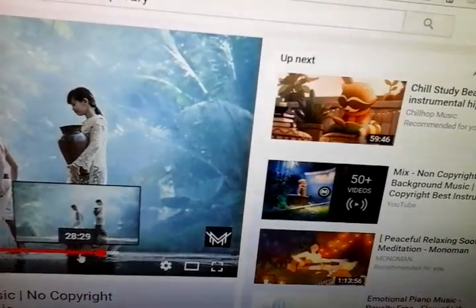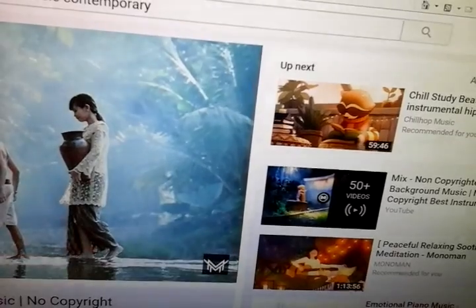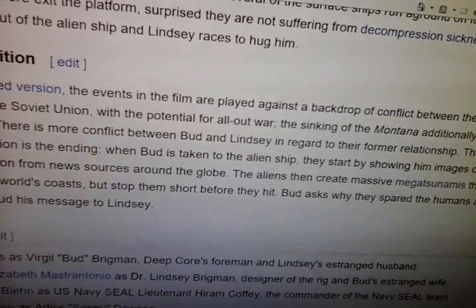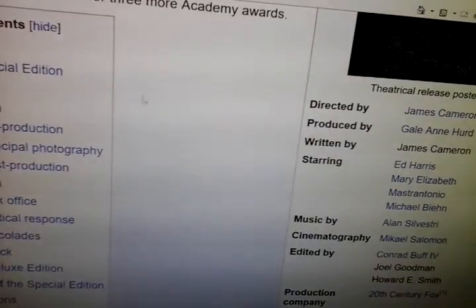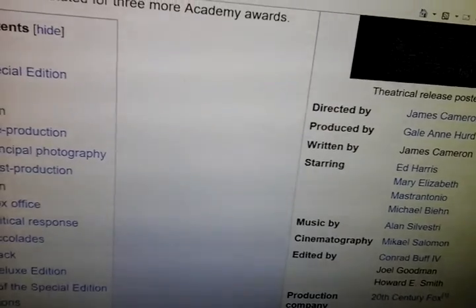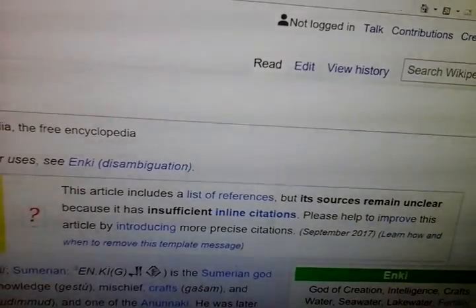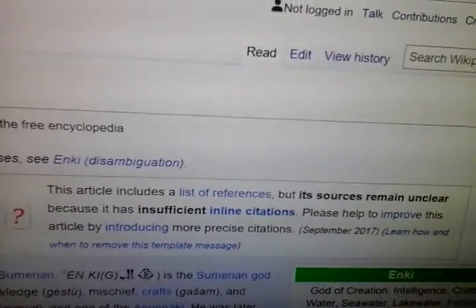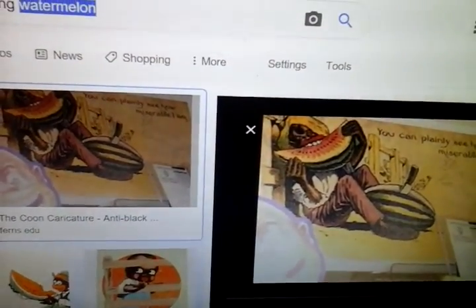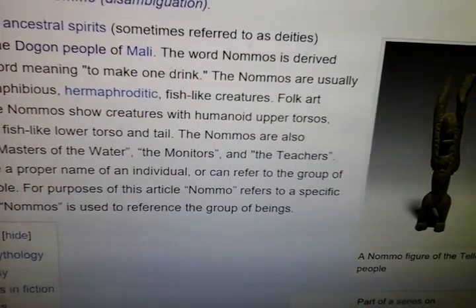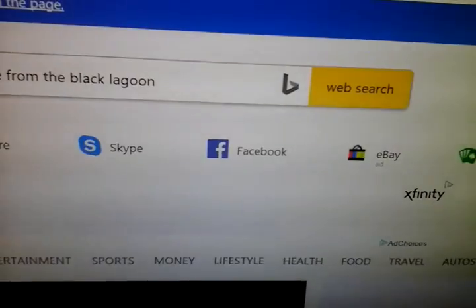Let's go back. So, let's go here to the abyss. In the abyss, these are human-like creatures. Okay? Showing you where they got this stuff from. Make the connection. Read the books.